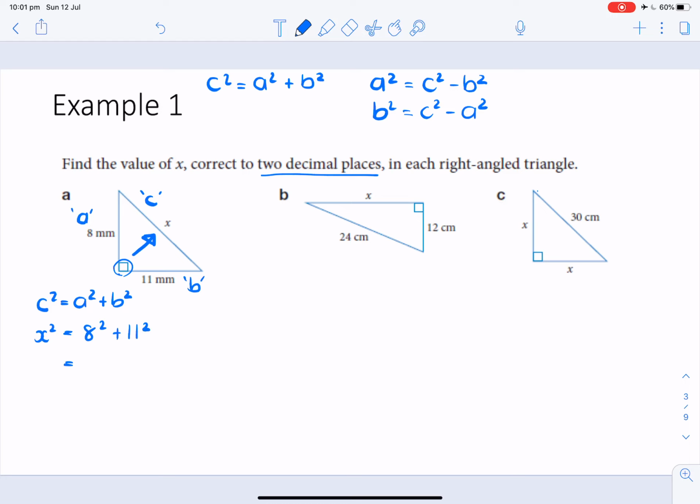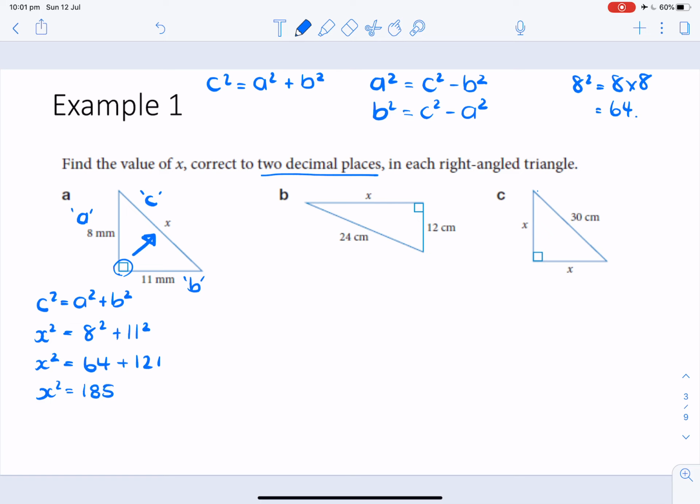Now remember, 8 squared is equal to 8 times 8, which is equal to 64. So that sign just means multiply by itself. 8 times 8 is 64. And then we add on 11 squared, which is 11 times 11, 121. And it's still x squared. We simplify that, x squared equals 185.